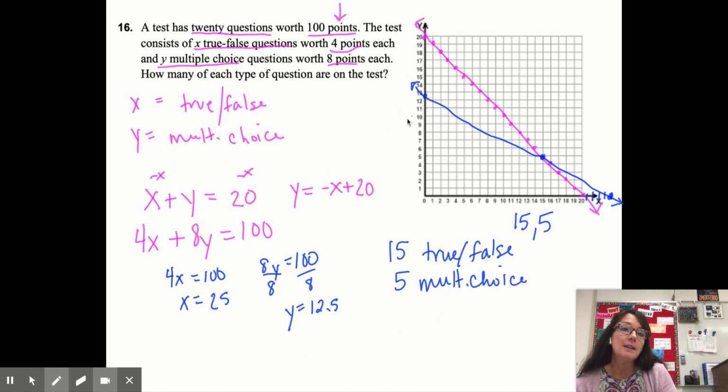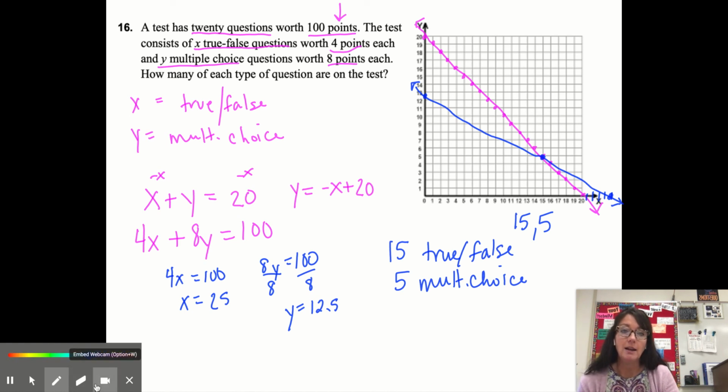But as you can see, graphing with decimals is not always the easiest thing to do, and a lot of times we have to estimate that solution. So in the next few days to come, we're going to learn some easier ways in my book to solve a system of equations.